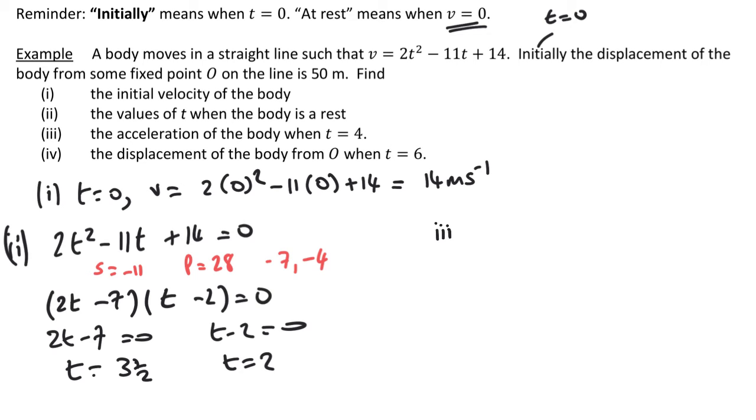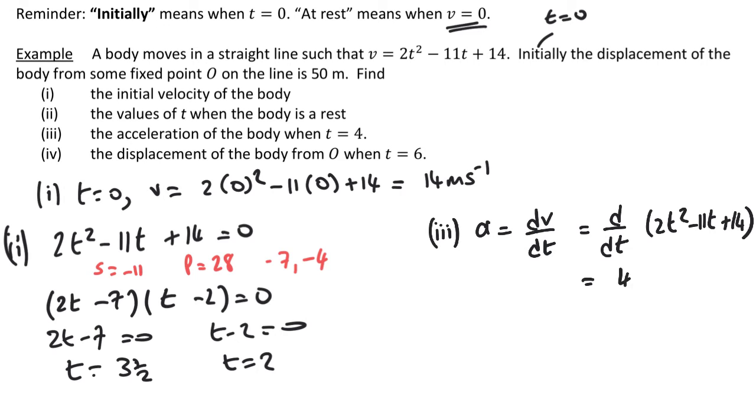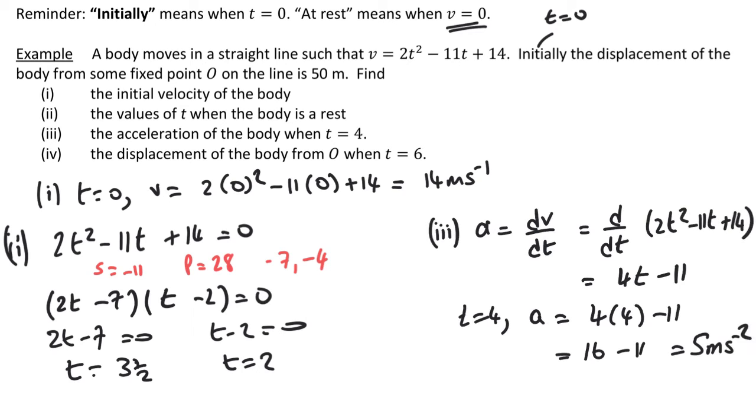Part 3, we've got the displacement, and the acceleration. And the acceleration is dv by dt, which is going to be the differential of 2t squared minus 11t plus 14 with respect to time, which is 4t minus 11. When t equals 4, a is going to be 4 times 4 minus 11, which is 16 minus 11, or 5 meters per second squared.